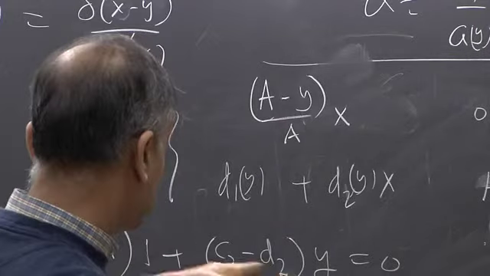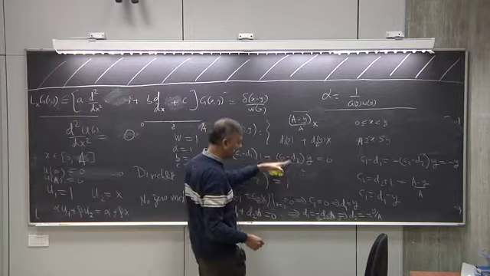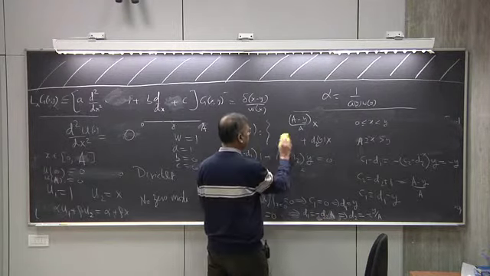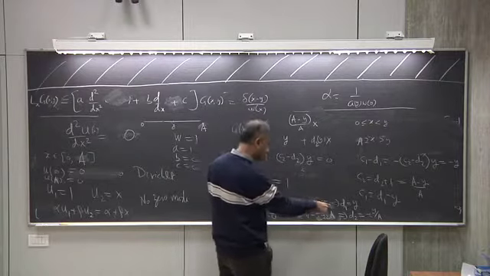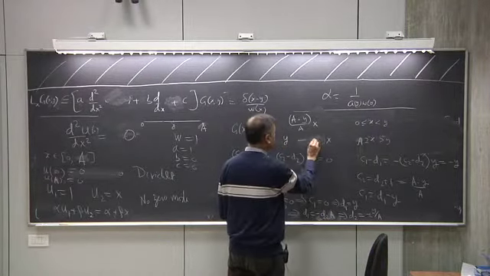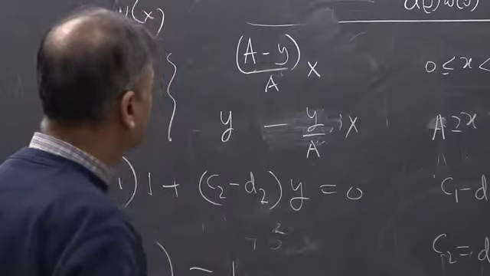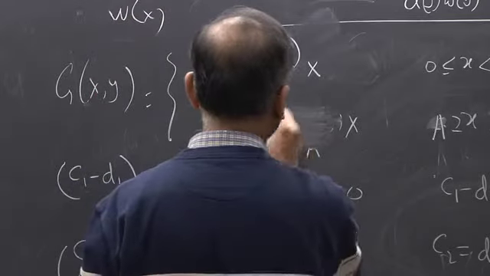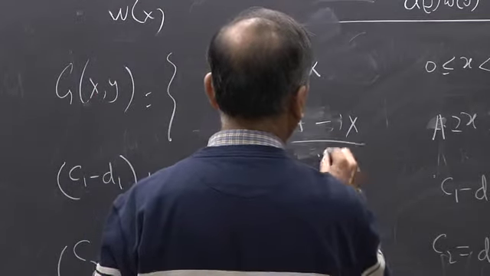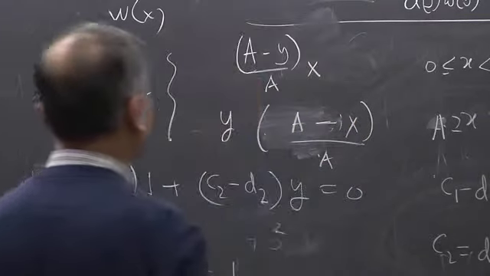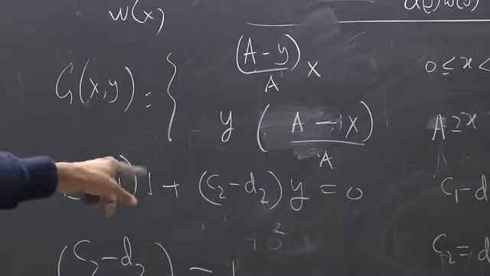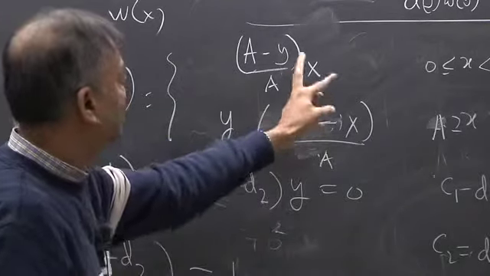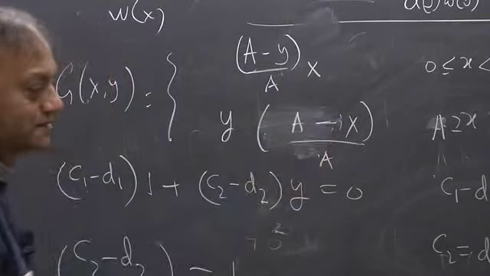That is in this region, and in this region d1 is minus d2a. So I mean d1 is y, so this is y, and d2 is minus y by a, so minus y by a x. And now you plug together, combine it together, so you see that it becomes y times a minus x divided by a. It's very symmetric, you see, in the xy. I mean, this is obtained by just exchanging the role of x and y. Right?